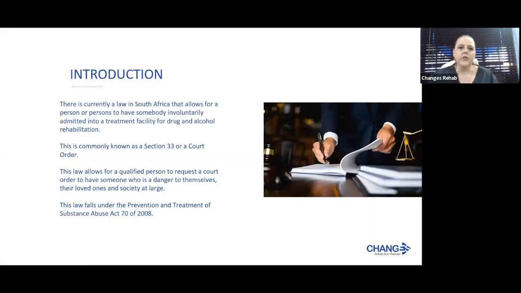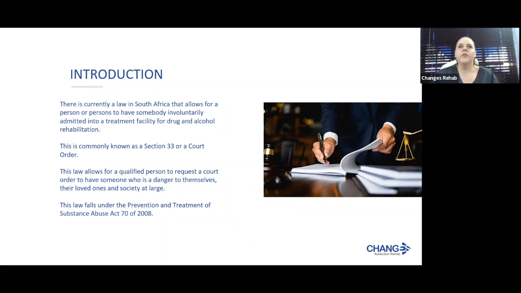Okay. So as an introduction to what a court order is, there's a law that is currently held in South Africa that allows for a person or persons to have someone involuntarily admitted into a treatment center facility for drug and alcohol rehabilitation. It's generally known as a Section 33. That's the abbreviated term for it, or you can just call it a court order.